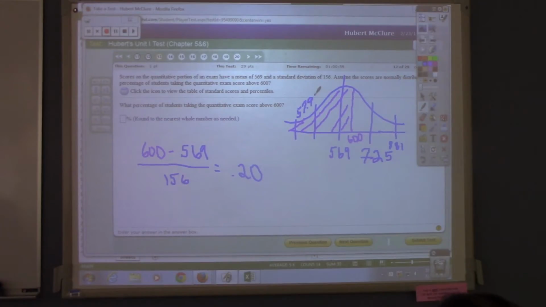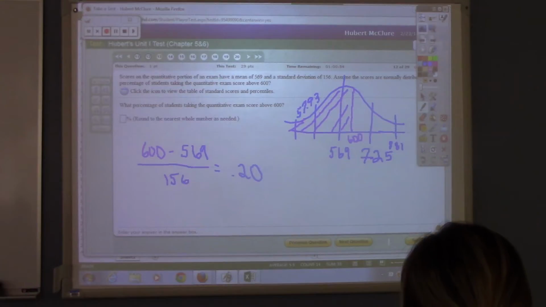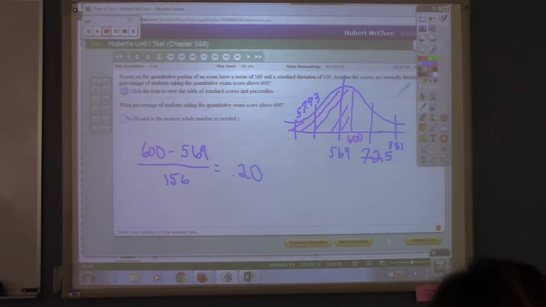57.93 is the left-hand side. I want the right-hand side, because it wants a score of more than 600. So to get the right-hand side, it's 100 minus the what? 57.93. All right, somebody give me that.